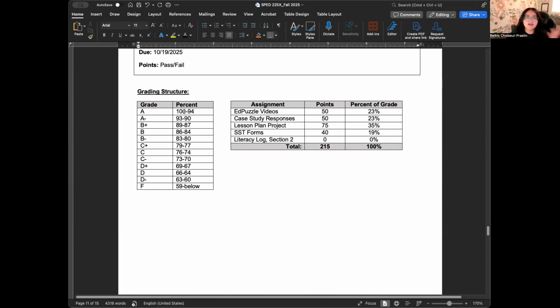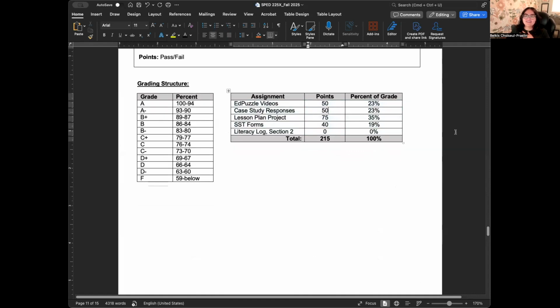Now, just below the signature assignments is our grading structure for the class. If you end up with 100%, you're going to get an A. The goal is that every single person here gets an A. I don't usually have to give any grade lower than an A, so please don't make me. I would really appreciate that. I have a great streak going right now. And then you'll see how each assignment breaks down to your overall grade in the class.